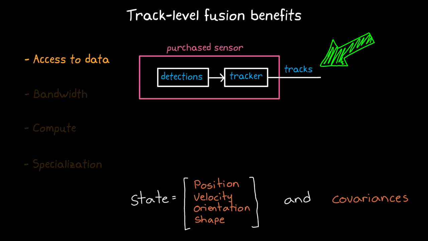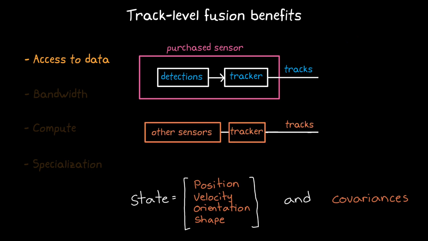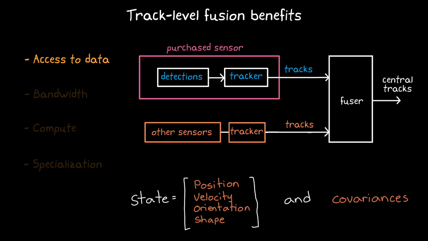And a track here might be a state vector with position, velocity, orientation, and shape, as well as a set of covariance matrices that indicates how much confidence there is in each state. In this case, in order to blend this track information with other sensors, say with a visible camera system on your autonomous vehicle, you're going to need a track-level fuser.